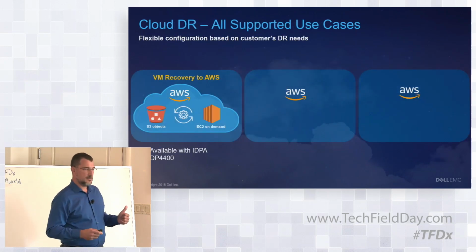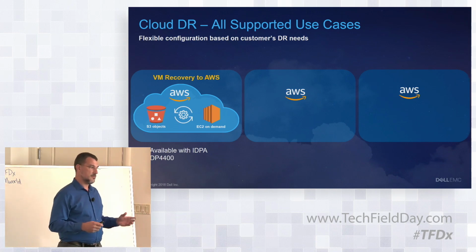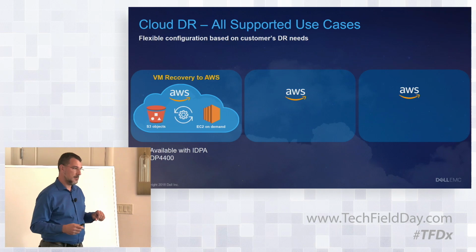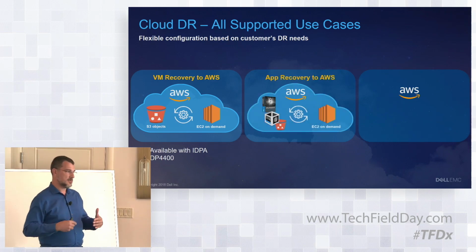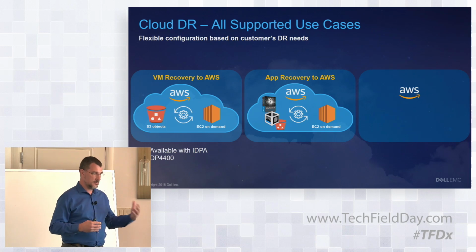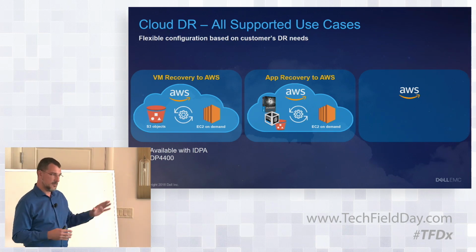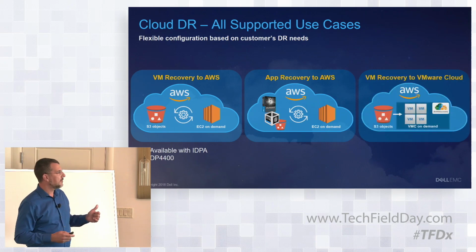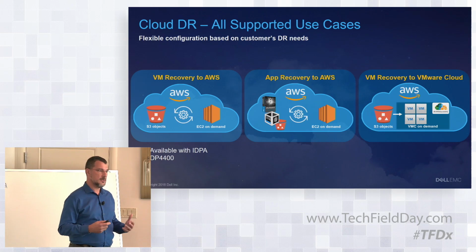Available again, obviously with the IDPA as an additive license, as we talked about, based on your targeted capacity in public cloud. The ability for you now to do application consistent and aware recovery into the AWS footprint, and there are some additional components required for that, but we'll talk about that. And then finally, the ability for us to do direct recovery into VMware Cloud. This is a new addition.